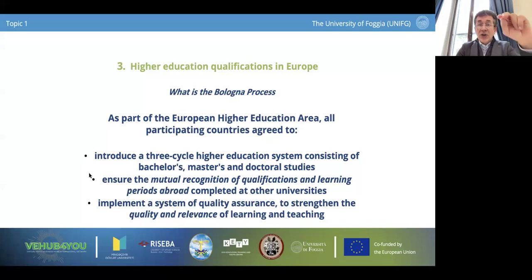Mutual recognition of qualification and learning periods abroad. The Commission published a proposal for a Council recommendation on promoting automatic mutual recognition of higher education and upper secondary education diplomas and the outcomes of learning periods abroad. The recommendation was adopted by the Council in November 2018.